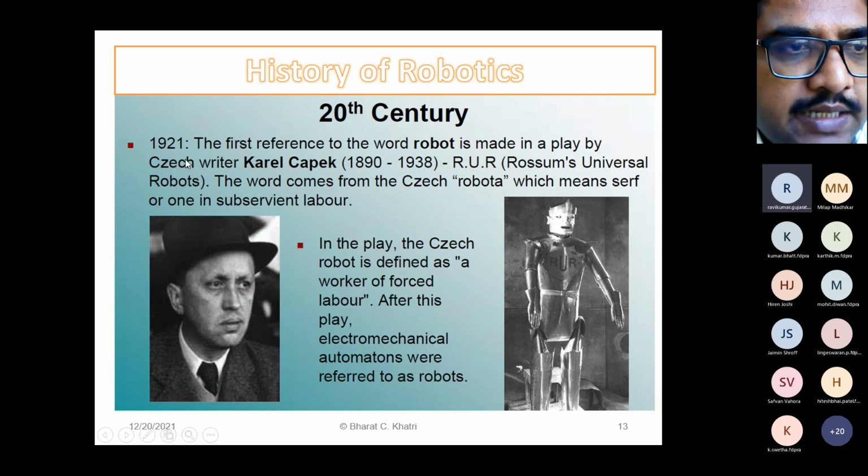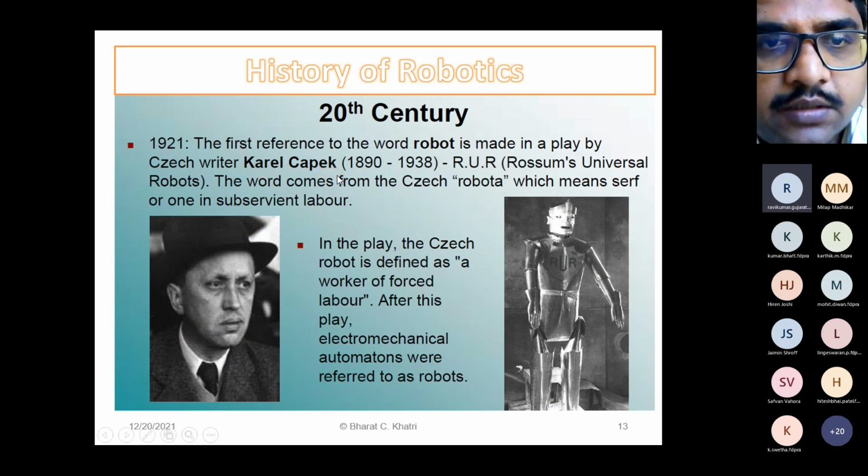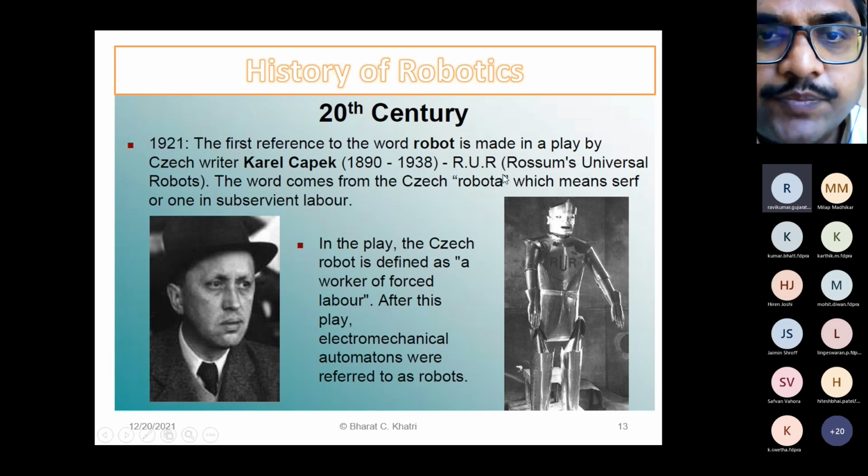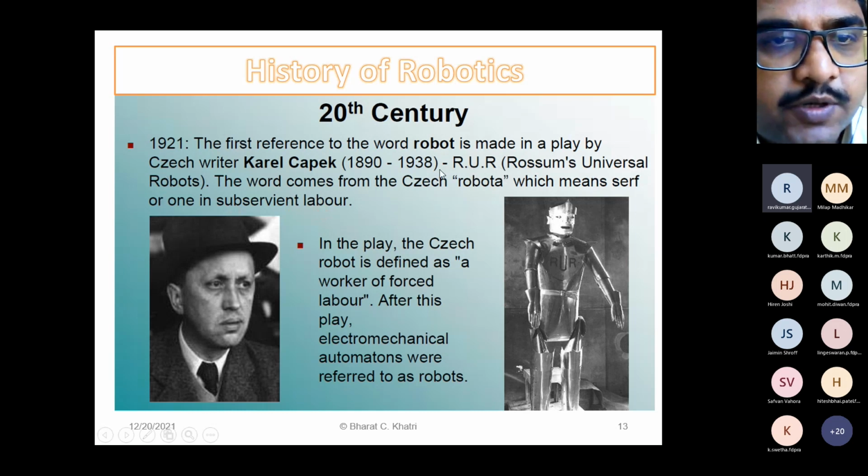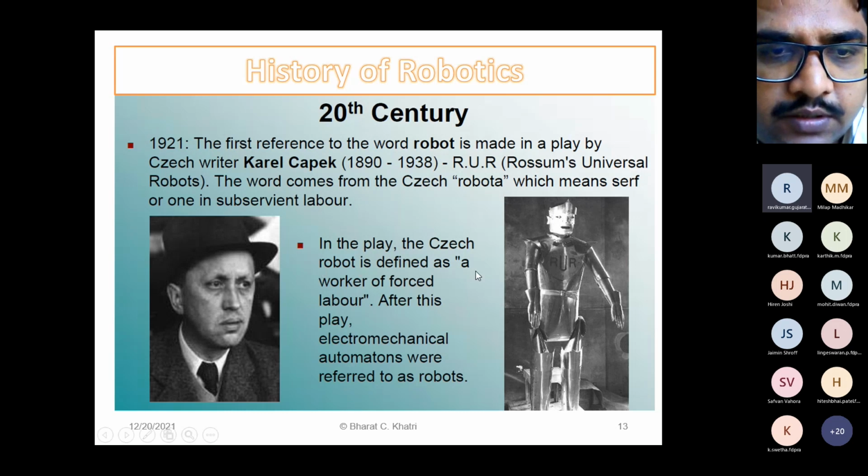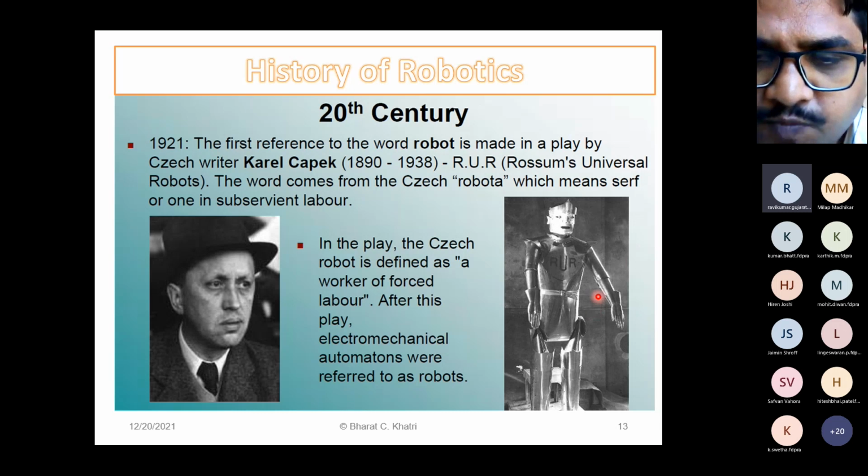Now in 1921, as we discussed, Karel Čapek used this word robota, a Czech word meaning subservient labor, in Rossum's Universal Robots. He made a play, and in that play he used this word. You can define it as worker force labor. This is the photograph used by him, RUR, that is Rossum's Universal Robots.